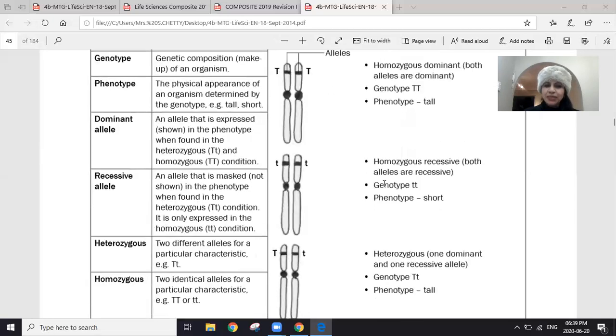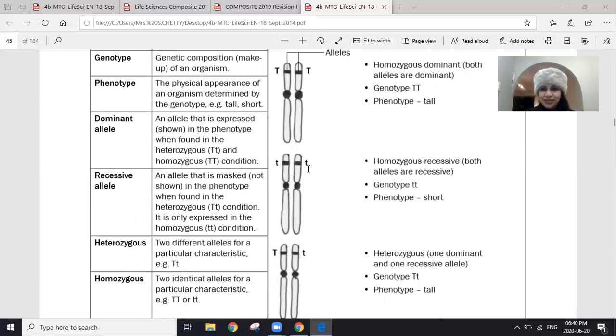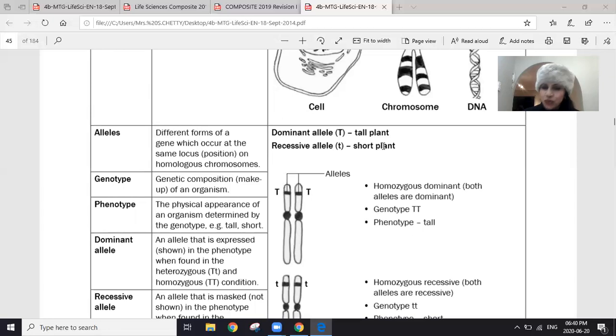Now let's see what would happen if in a particular organism, in every nucleus of every cell, you would find the allele small t. So that would be the genotype, small t. Physically, how would this plant appear? Let's go back. Small t is a recessive allele, and therefore that plant would appear short. However, there are two recessive alleles, so thus the plant would appear short.